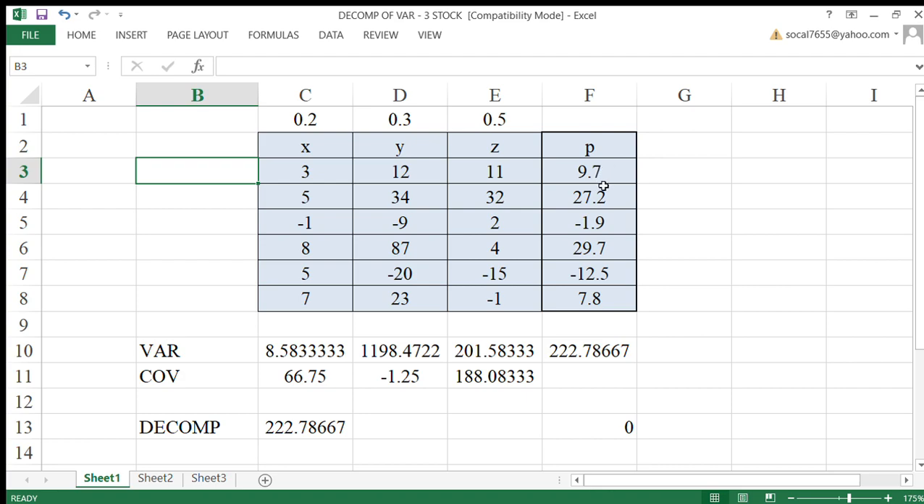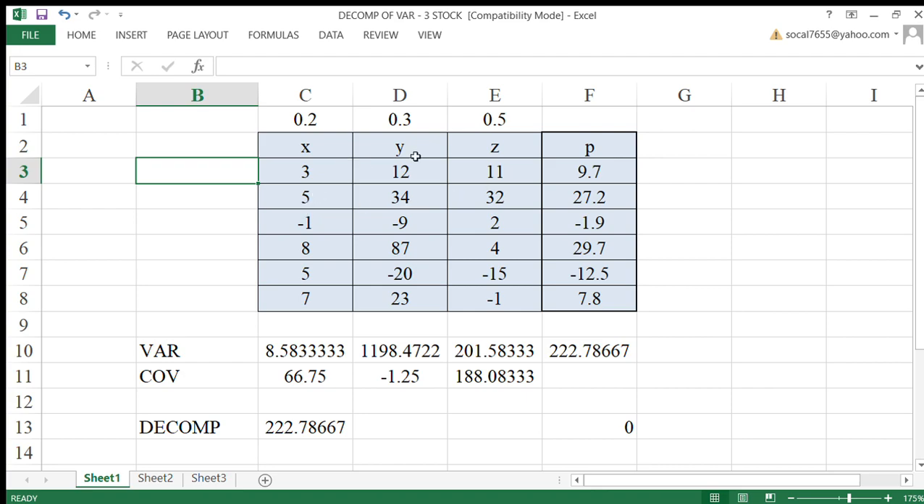That 9.7 is simply 0.2 times 3% plus 0.3 times 12% plus 0.5 times 11%. That gives you 9.7%. Portfolio return is a simple weighted average of the returns on the stocks that constitute the portfolio.